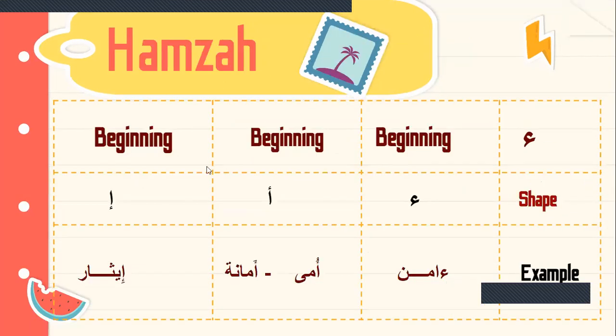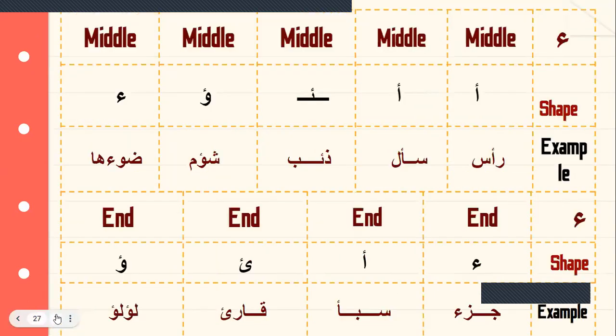So look here, I don't want you to know when and where it comes with different shapes, but I want you to look at the examples here. It can come like this or like this. Of course, if there is an alif under, we will need a gap after it. Pay attention to the gap after the dal. So here, for example, I can say رأس, سأل, ذئب, شؤم, ضوء, ضوءها.